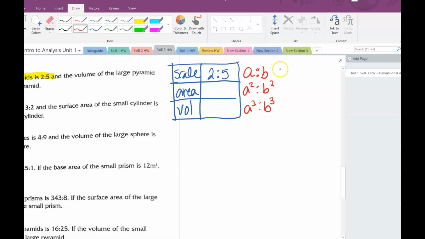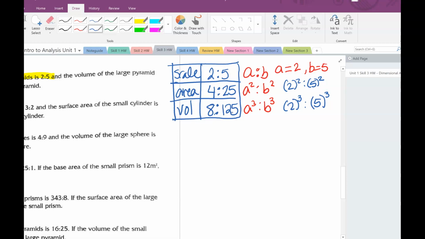So they're basically telling me that A is 2 and B is 5, and I can now figure out any other ratios I want in my chart. So A squared to B squared would be squaring 2 and squaring 5, so it would be 4 to 25. And A cubed and B cubed would be 2 cubed and 5 cubed, so that would be 8 to 125.